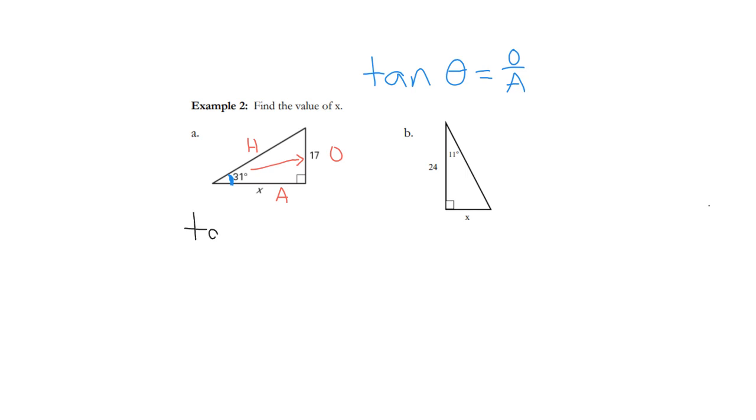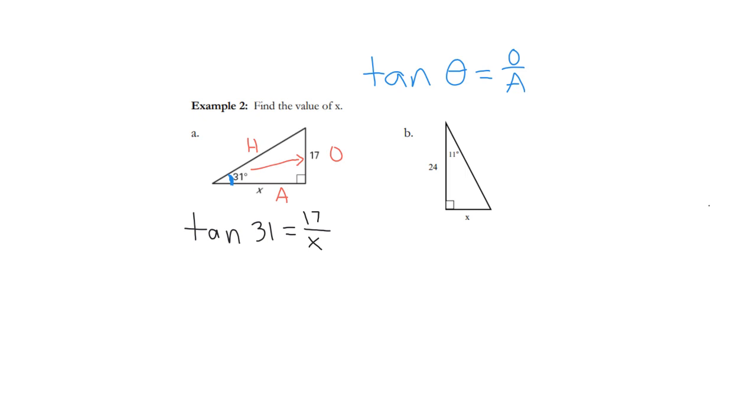We're going to write tangent of our reference angle, which is 31, is equal to, as we know, the opposite side on top and the adjacent side on the denominator. So opposite is 17 and adjacent is x. So I'll write a 17 here for my opposite side and an x here for my adjacent side. Now we have an equation that we can solve.